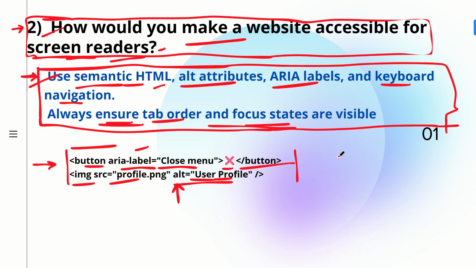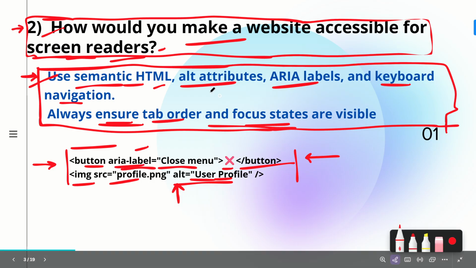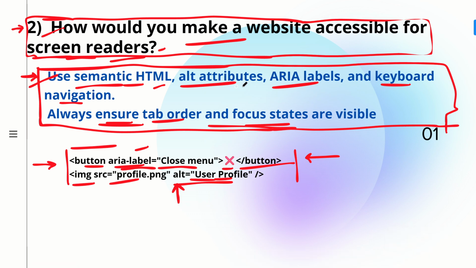But with other elements you don't have. With span you don't have an alt attribute, with div you don't have. So there you can make use of the aria-label. Okay, so now we have discussed how we can make our website accessible, that is through semantic tags, using the alt attribute, aria-labels, and keyboard navigation.